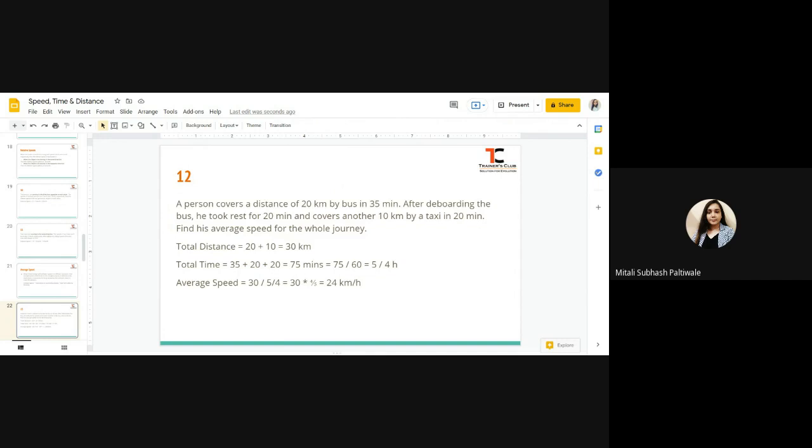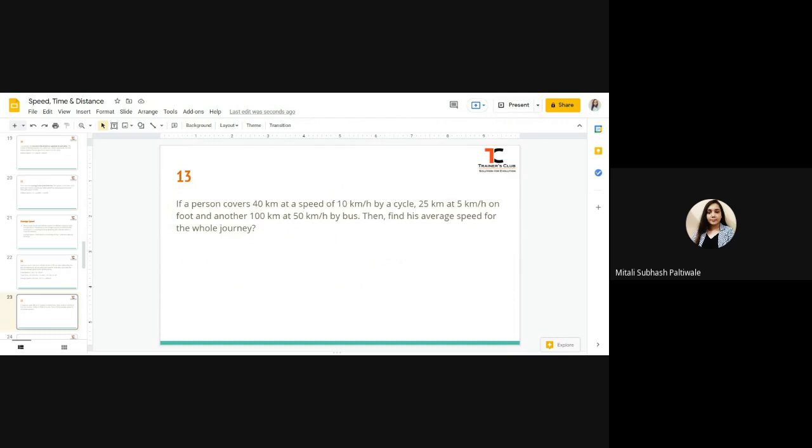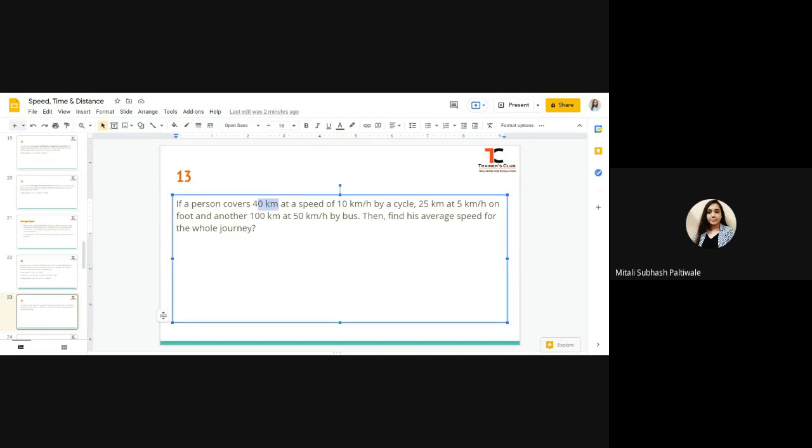Now there is another question. If a person covers 40 kilometer at a speed of 10 kilometer per hour by cycle, 25 kilometer at 5 kilometer per hour on foot, and another 100 kilometer at 50 kilometer per hour by bus, find the average speed for his whole journey. Now here distances are given and speeds are also given.